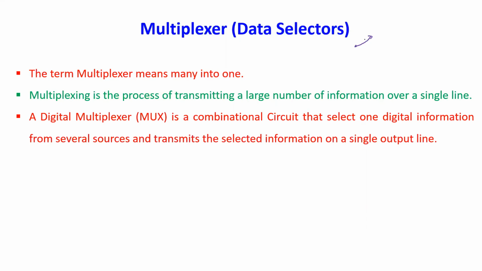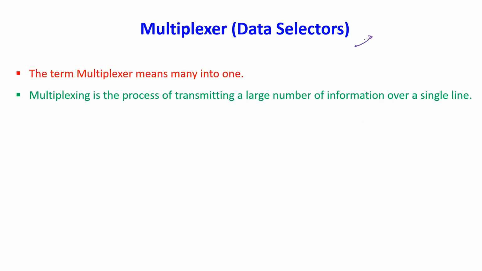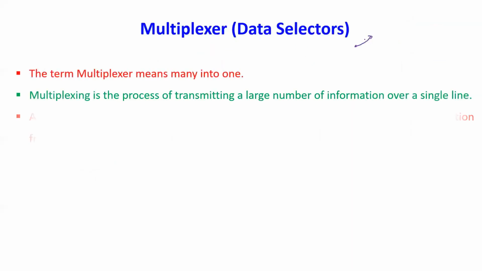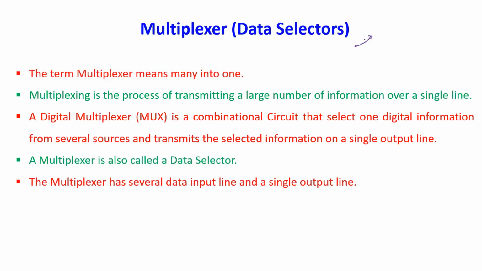So a digital multiplexer is a combinational circuit that selects one digital information from several sources and transmits the selected information on a single output line. That means you have several sources, as being shown here. At a time, one is being transmitted to a particular location. Transmission is done using this line, and reception is done using a demux. A multiplexer is also called a data selector. A multiplexer has several data input lines and a single output line.